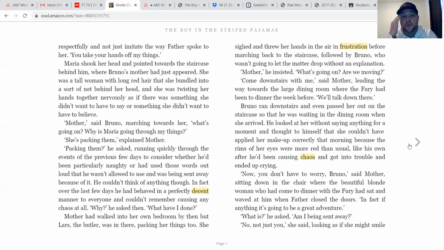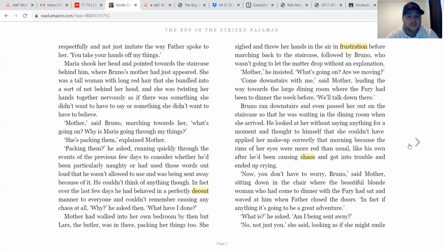She was a tall woman with long red hair that she bundled into a sort of net behind her head, and she was twisting her hands together nervously, as if there was something she didn't want to have to say or something she didn't want to have to believe. "Mother," said Bruno, marching towards her, "what's going on? Why is Maria going through my things?" "She's packing them," explained Mother.